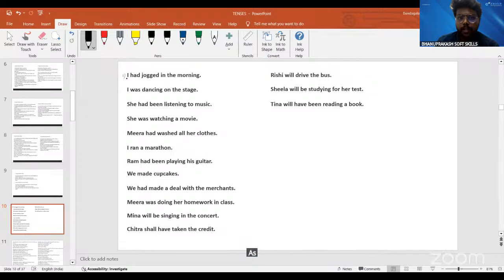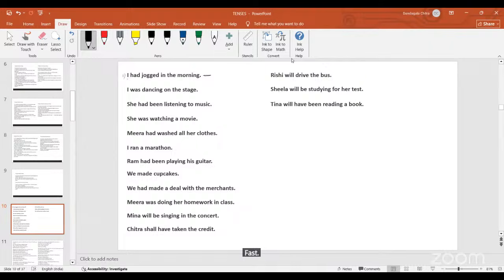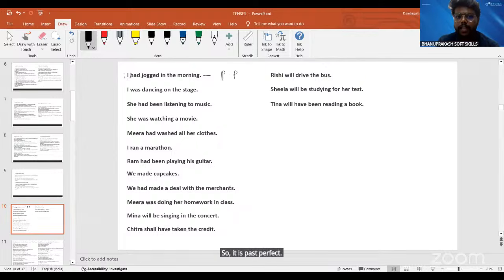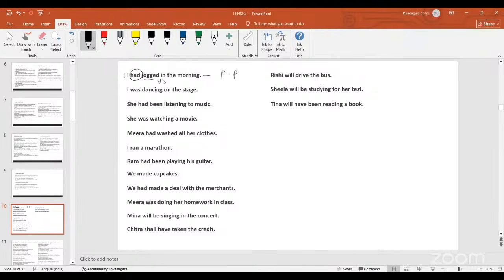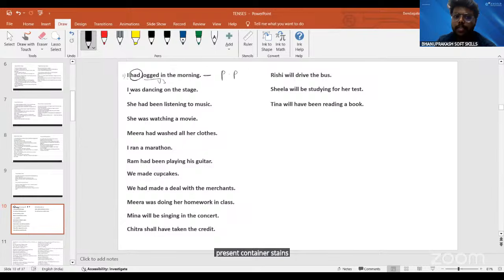As you can see, the first sentence, I had jogged in the morning. Which tense is this? Past perfect tense. It is past perfect, as this had is showing past, and jogged is V3 form. Next, I was dancing on the stage. Present continuous tense. Sorry, past continuous. Not present continuous. Past continuous. Was plus ing form.